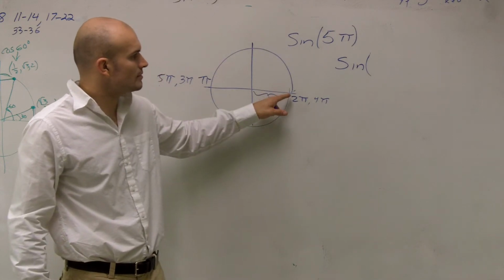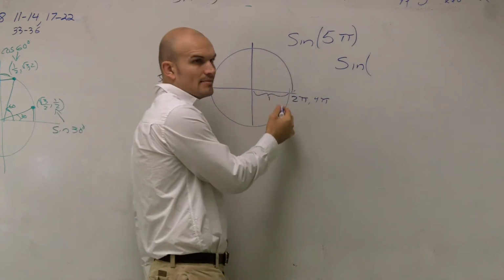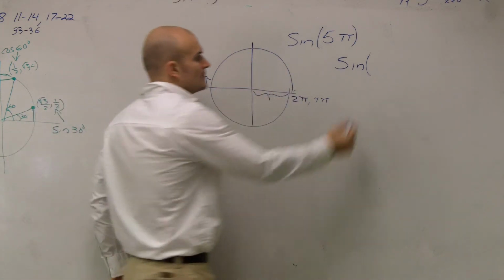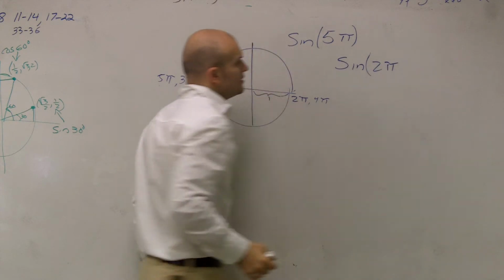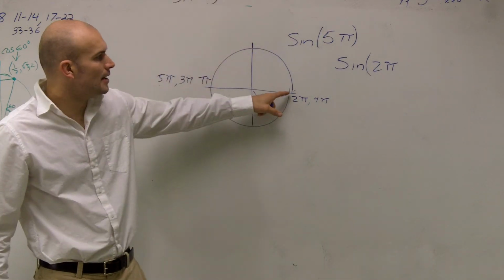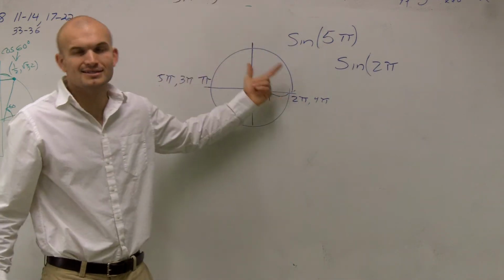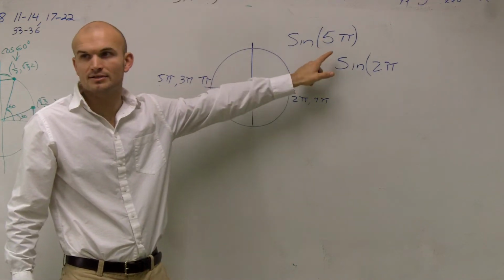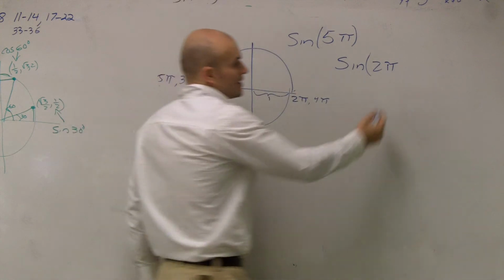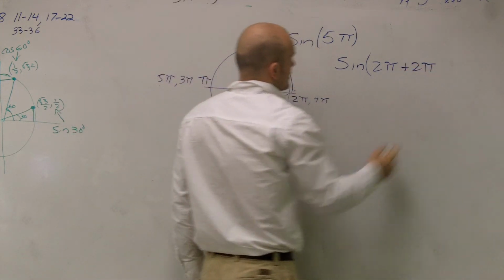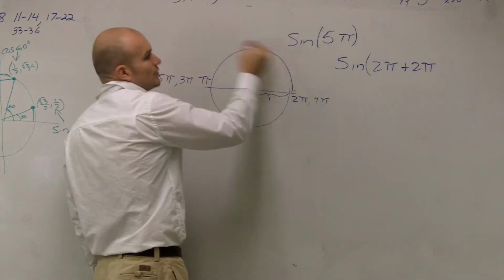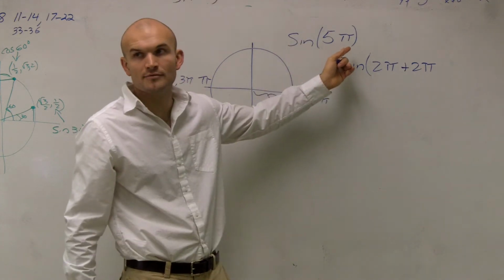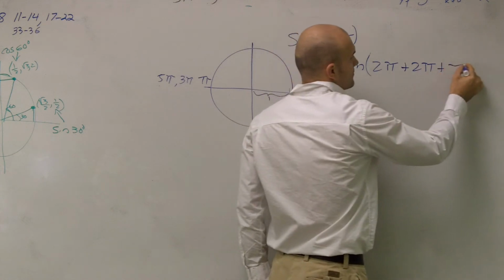So if I go around once, what is the measurement all the way around? 2 pi, right? So 2 pi going around once just takes me back to where I'm at. Well, can I go around more than 2 pi to get to 5 pi? 4 pi. I can go around another one, right? So I can go around once, I can go around twice. Then what else do I need to add to get to 5 pi? I need to add pi, right?